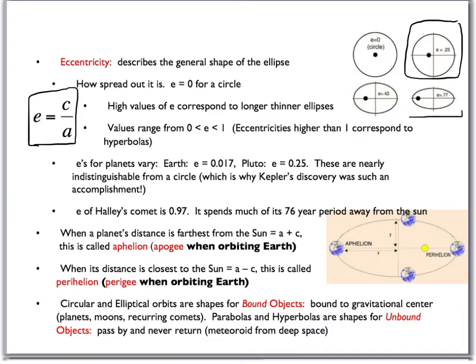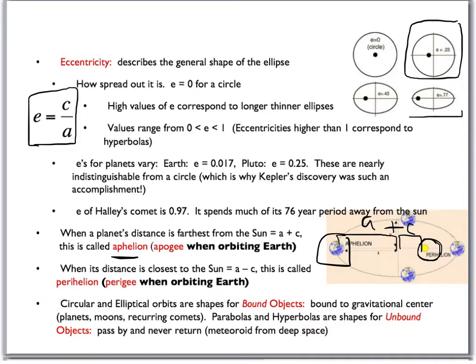Now, when we look at some of the different positions that an object could be in relative to the sun, if it were orbiting the sun here, if we were to look at the point where you are farthest from the sun, that would be a distance a plus the distance c here. That position at the furthest point away from the sun is called aphelion. Now, if you were orbiting the Earth instead of the sun, we would call that apogee, the point that's the furthest away.